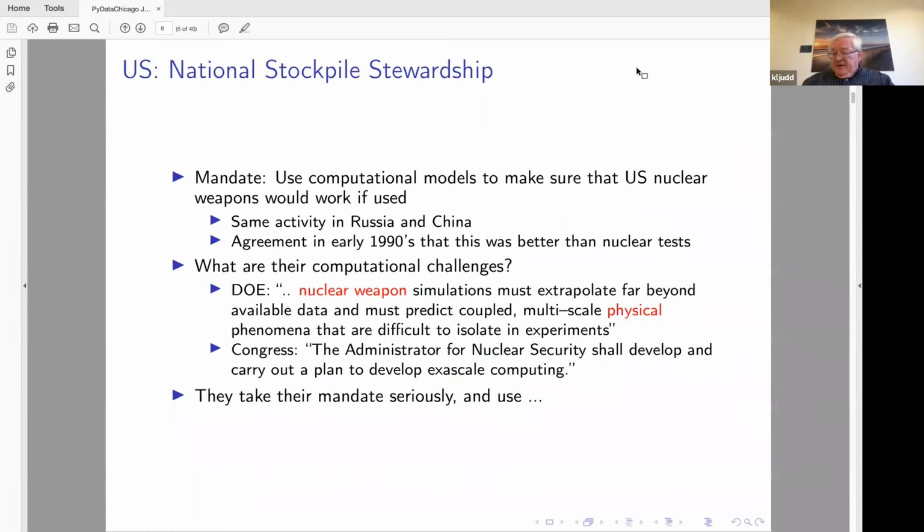Now, let's look at the ways that the US government uses computational tools. And you will see the dramatic difference between economics and the rest of the US government. Now, the National Stockpile Stewardship Program, it has a mandate.